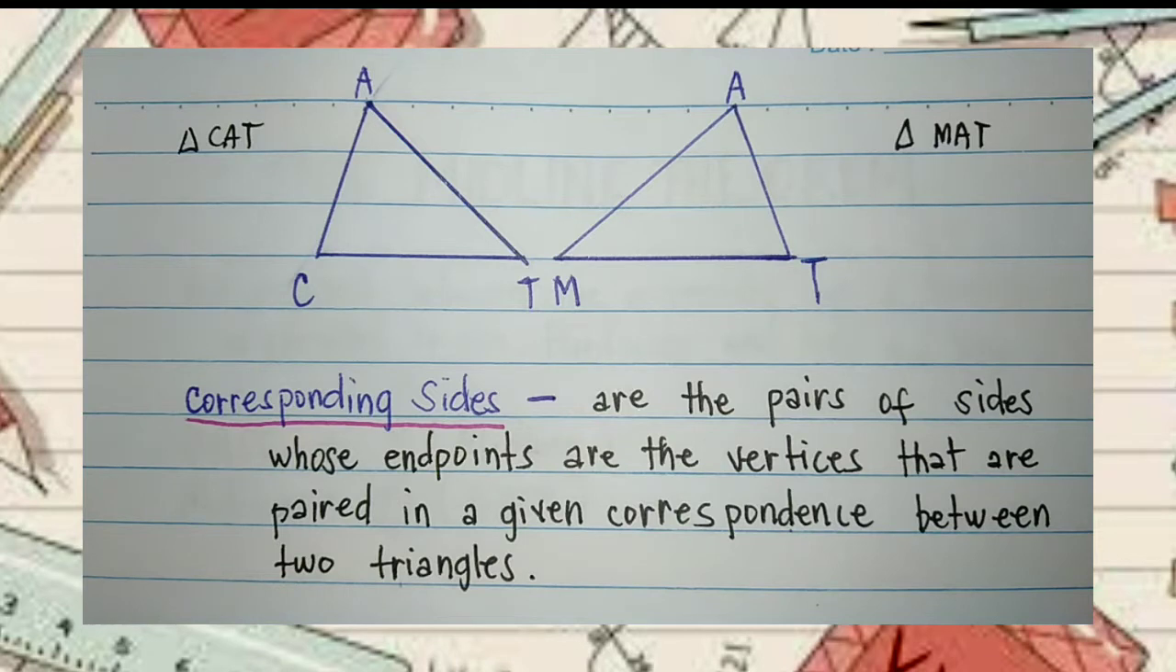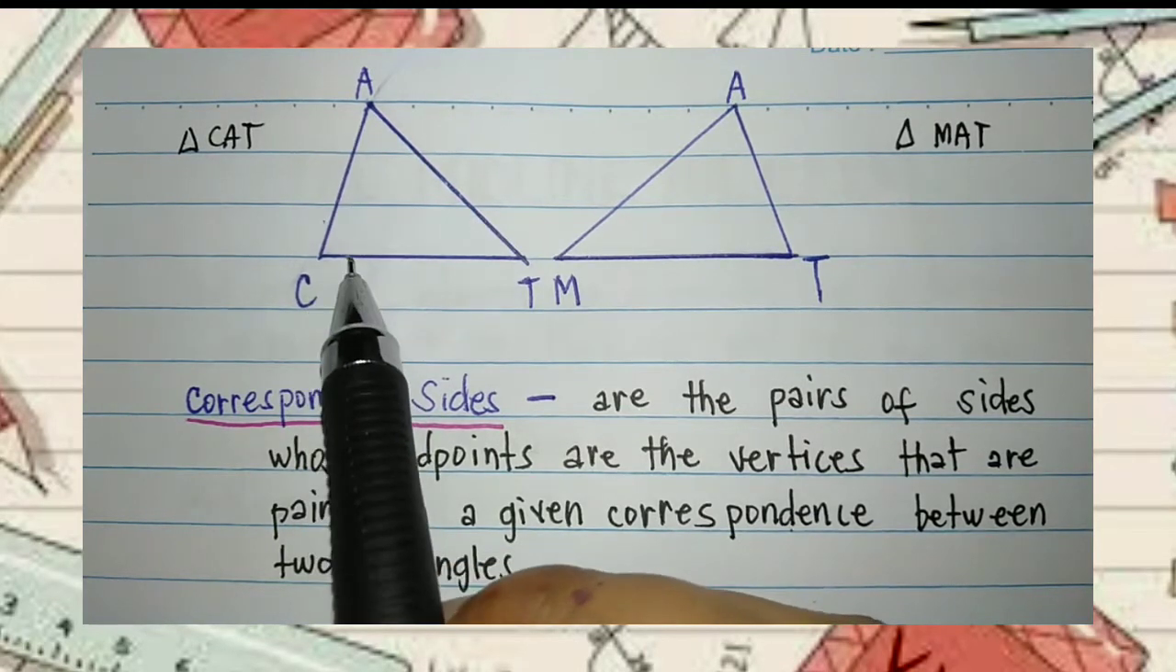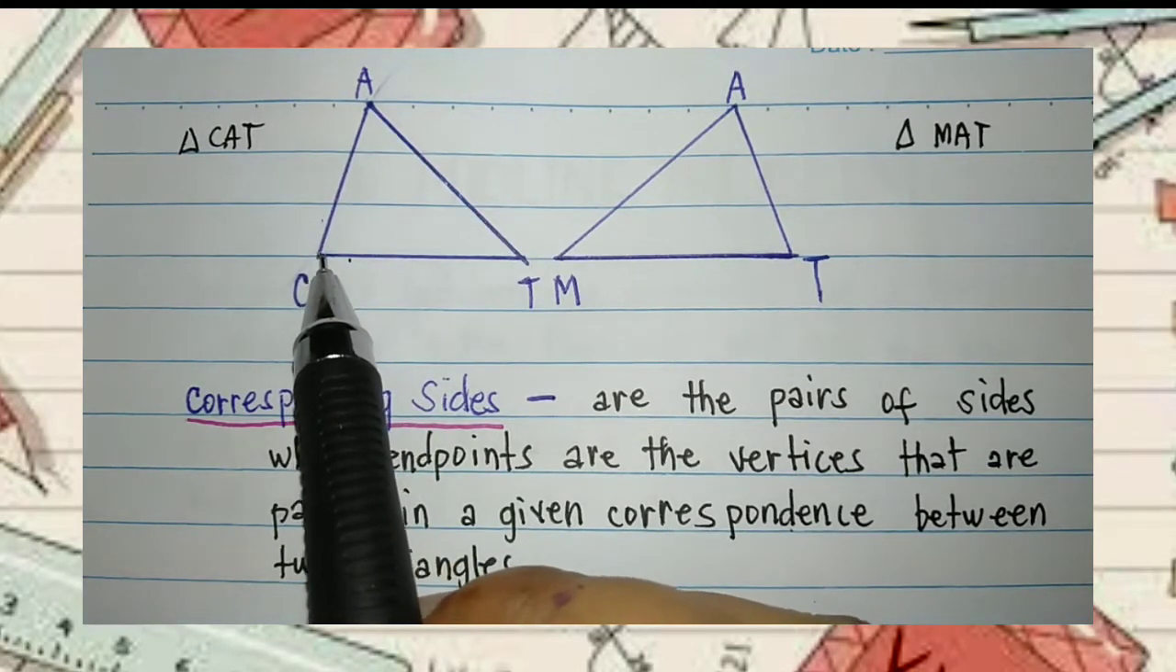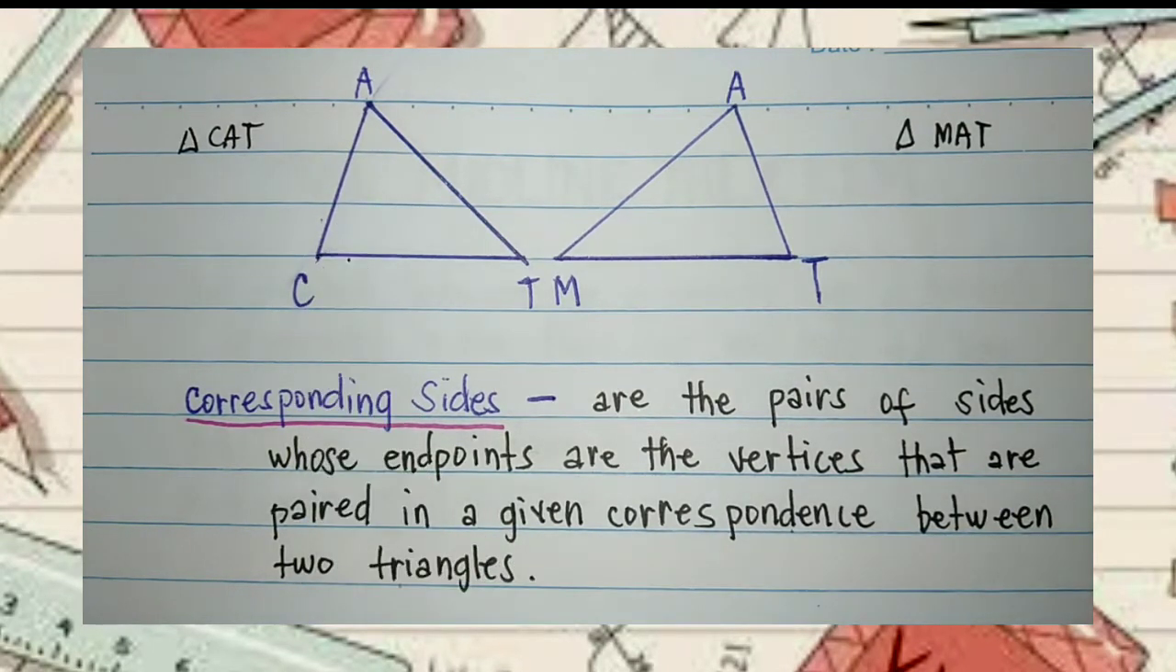When we say vertex, it is a corner or point where the lines meet. For example, itong dalawang lines na to, nag-meet sila at ito ang vertex. And then, of course, it creates an angle. Ganun lang kasimple yung vertex.